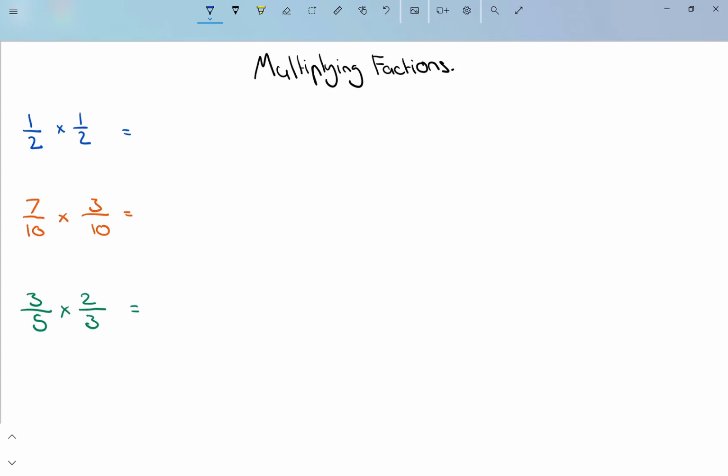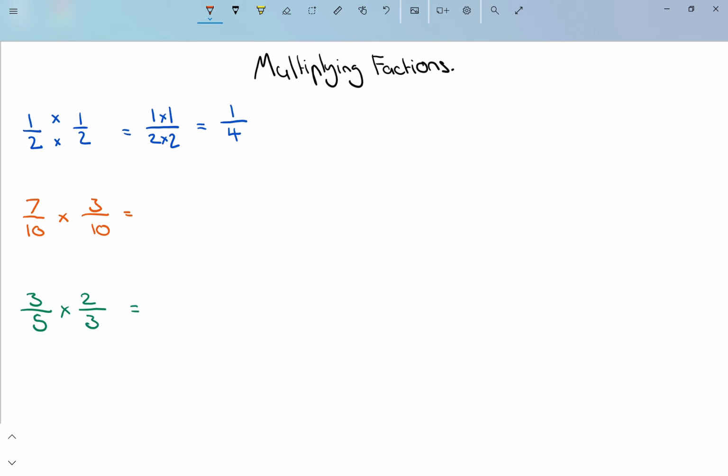Now, what I like to do with multiplying fractions is get rid of that multiply symbol and write it up the top and at the bottom. Because all you do when you multiply fractions is multiply the top and then multiply the bottom. So here it's 1 times 1 equals 1, 2 times 2 equals 4. So a half times a half equals a quarter.